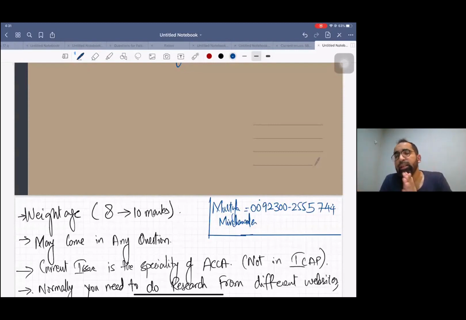But the good news is that in the past its weightage was 25 marks, but now it's around 8 to 10 marks. If you round it off, it's 10 marks or 9 marks like this. So they have reduced the weightage of current issue. Why? Because the current issue is a research based area. Now I'm going to discuss some basic points first, and then we'll move on to the current issues.